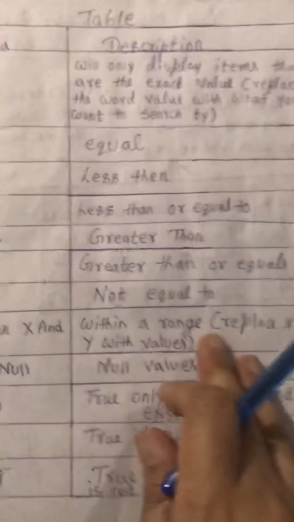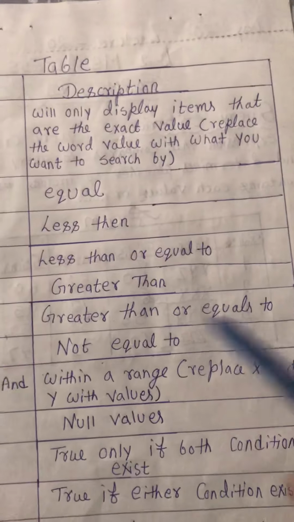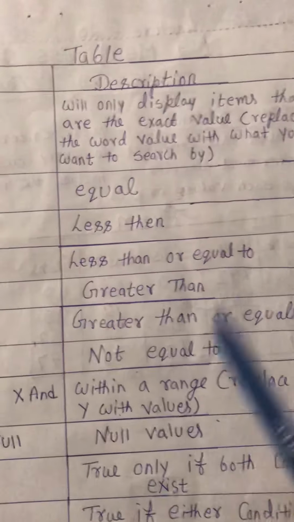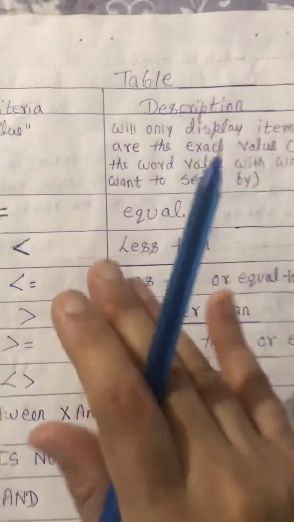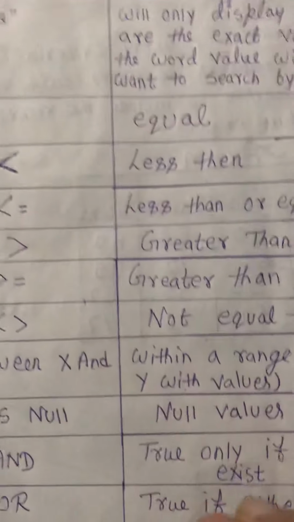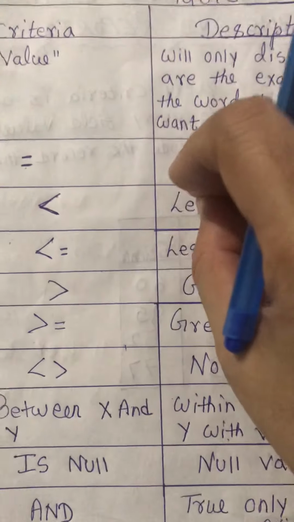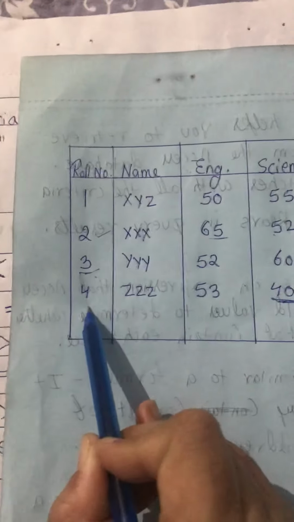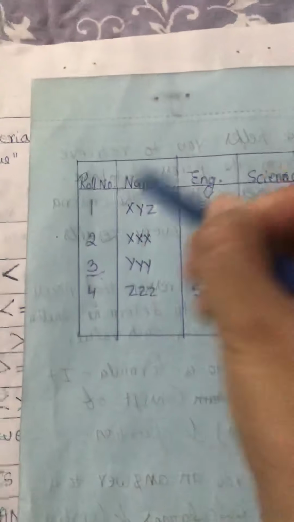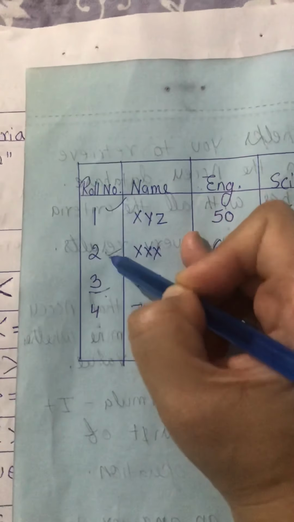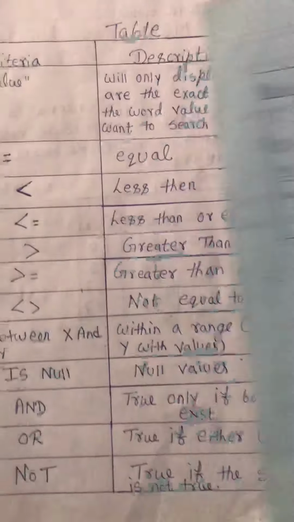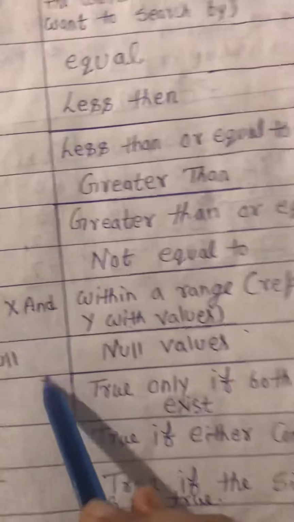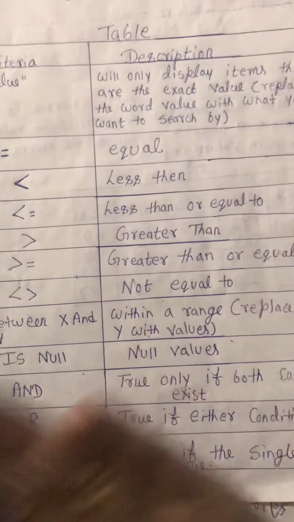Between x and y, within a range, replace x and y with values. That means you want to see the records of the students roll number 1 to 3. In this case it will not show the record of roll number 4. It will only show the records of 1 to 3, between 1 to 3. Okay, then is null. Null values means nothing is stored. It is 0, no value stored.